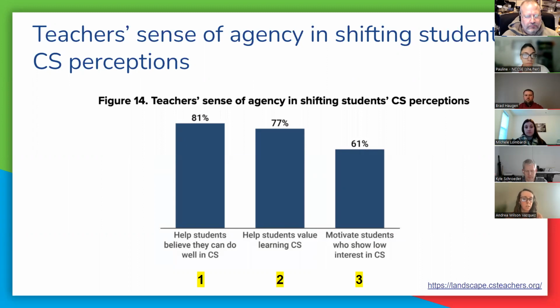So what I'd like to ask is, looking at these 3 areas, the first one, number 1, helping students to believe that they can do well in CS. 81% of teacher respondents said that they felt that they had a sense of agency in shifting students' mindset about that. The second one, helping students to value learning computer science. 77% of teachers said that they felt a sense of agency in that one. And then the third one, only 61% of teachers said that they felt they had agency in motivating students who show low interest in CS.